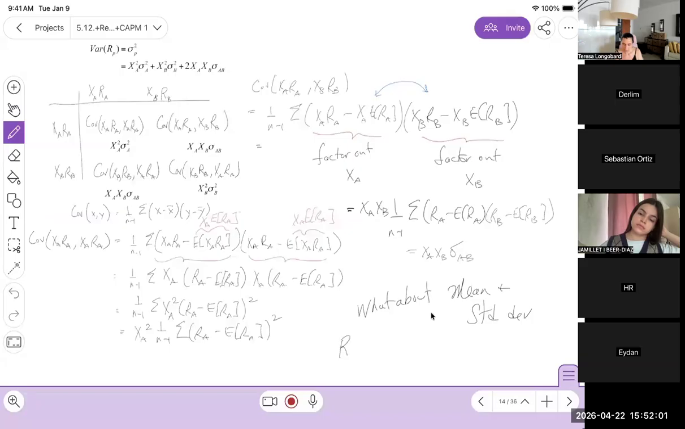So what about the mean and standard deviation for this variable, XA RA plus XB RB plus XC RC? Another stock. How would it change the formulas?